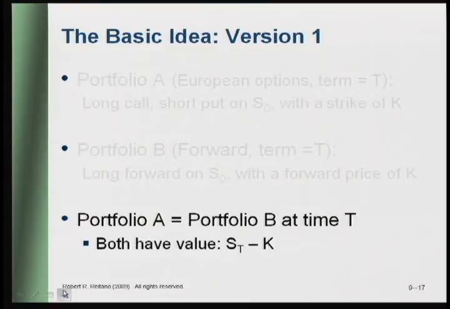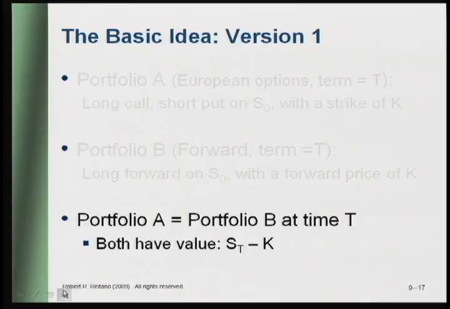When we get to time T, these two portfolios have the same maturity value. Namely, they both have the value of the stock minus K. So if the value of the stock is greater than K, there's a profit in either of these portfolios. If the value of the stock is less than K, there's a loss in each of these portfolios.